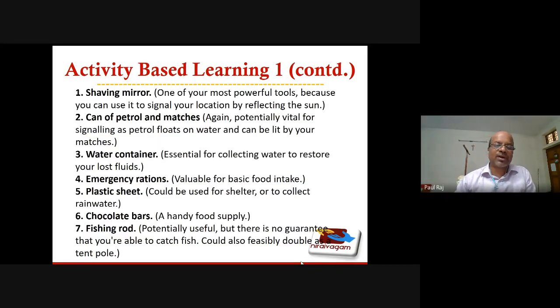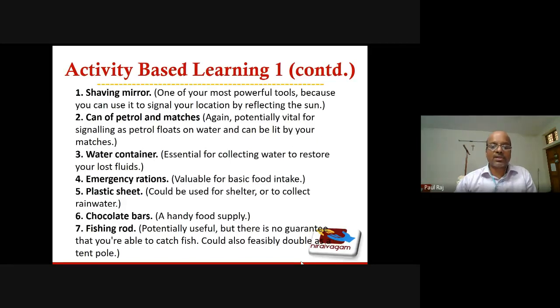The first one is shaving mirror. One person said that one, right? So he got it correctly. It's a very powerful tool because you can use it to signal your location by reflecting the sun. Second is can of petrol and matches. Again, potentially vital for signaling, as petrol floats on water and can be lit by your matches. Okay, so you can create fire around you so that the passing ship can find out at night.